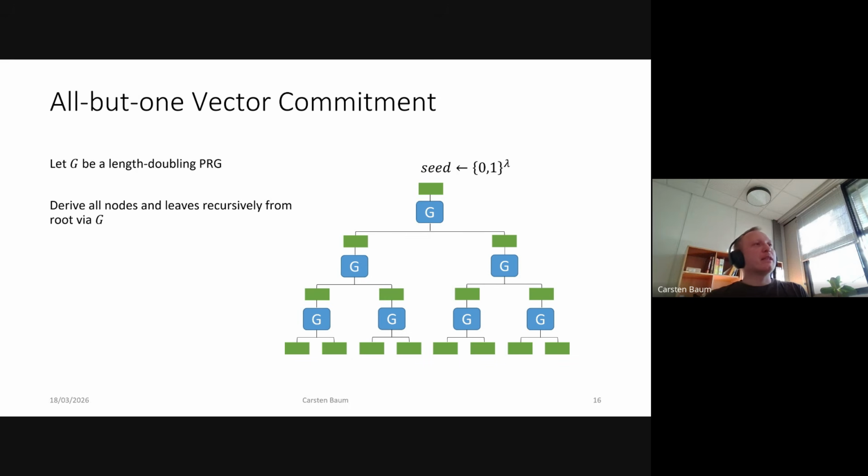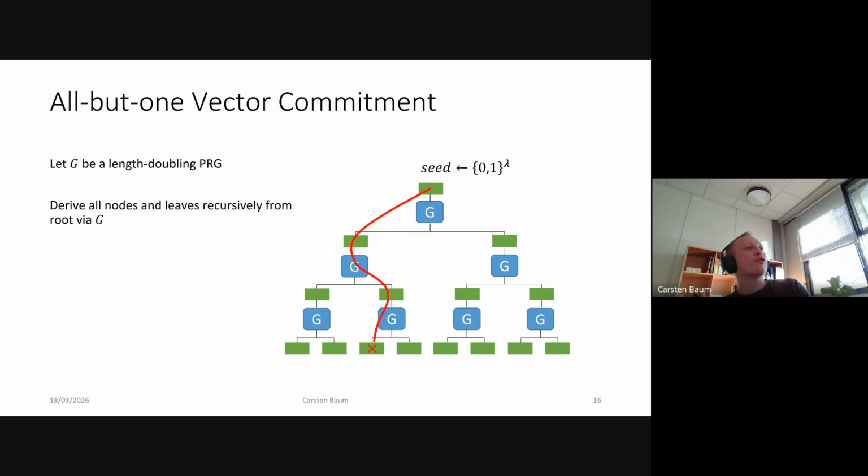And yes, so this is how you expand, how you generate all of the random values that you add together in order to generate the VOLE correlation. In order to commit, you just hash them together down as a Merkle tree. That's all fine and good.